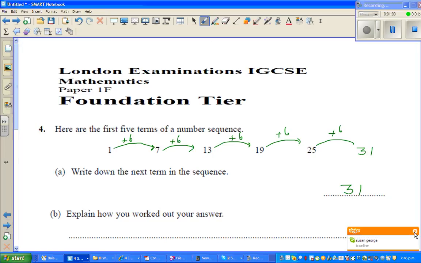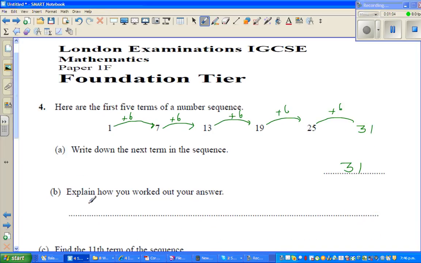Explain how you worked out the answer. So we can say I worked out the answer by adding 6 to the previous term. Or there's a common difference of 6 there.